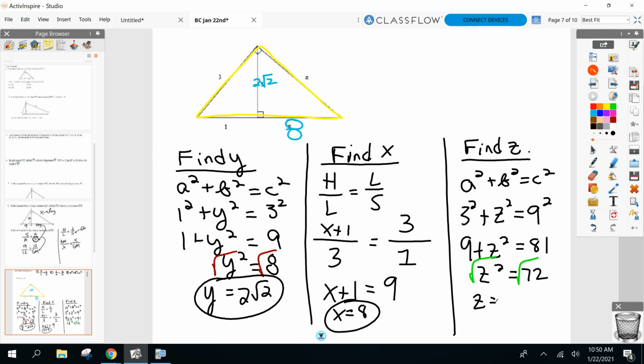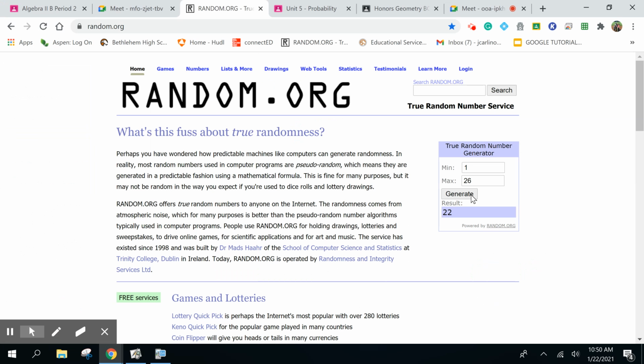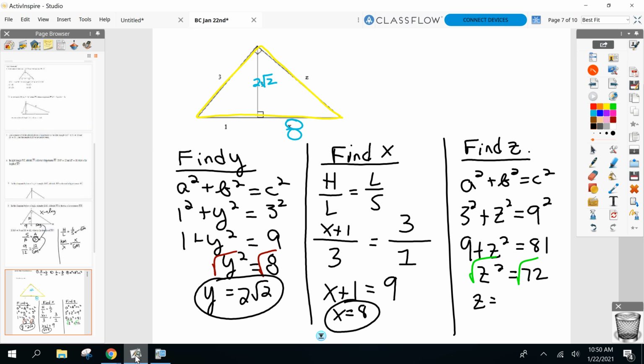What do you got for me? Square root of 72 all broken down. Back to you, Sabrina. Go ahead. Good job. 6 radical 2. The perfect square you guys were looking for was 36. Good job. All right, before we move on, don't move on anywhere.